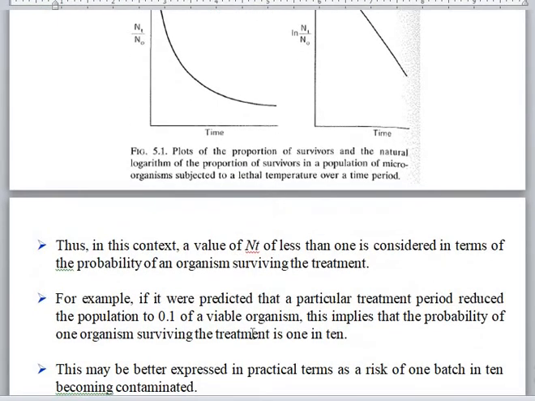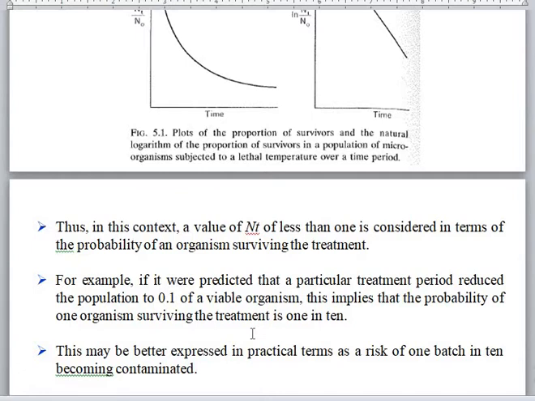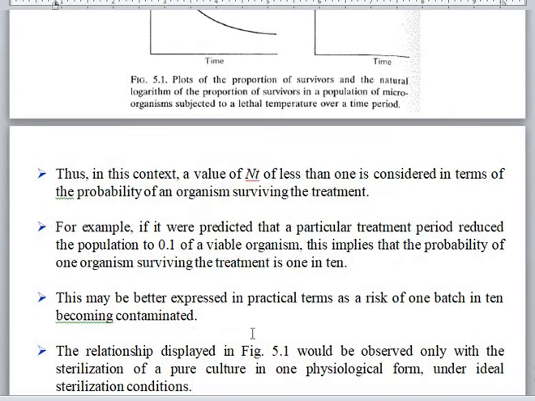Here you can see that a value of nt less than 1 is considered in terms of the probability of an organism surviving the treatment. That is, sometimes a microorganism may escape, so you have to consider the value as 1. For example, if a particular treatment period was predicted to reduce the population to 0.1 of a viable organism, this implies that the probability of one organism surviving the treatment is 1 in 10. In practical terms, that means one batch in 10 becoming contaminated.